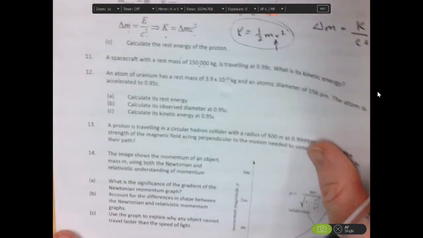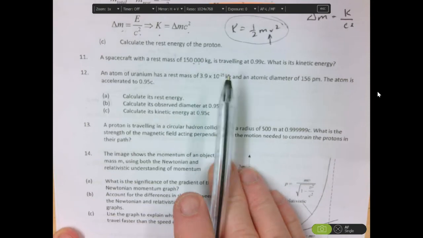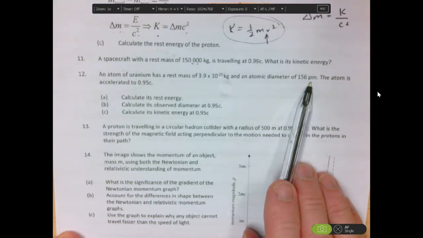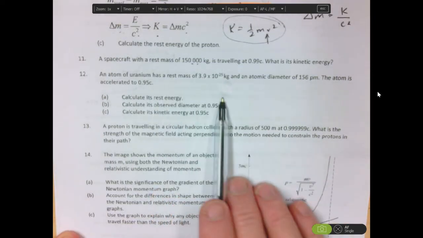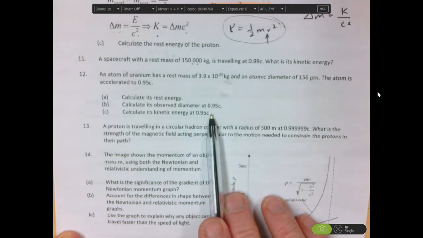Question 12 now. Question 12 is an atom of uranium has a rest mass of that many kilograms, and it has a diameter of 156 picometers. The atom is accelerated to this. So we're going to calculate its rest energy, its observed diameter when it's moving, and its kinetic energy when it's accelerated.